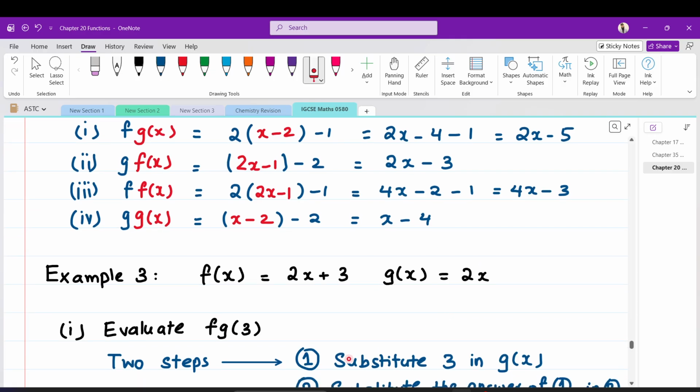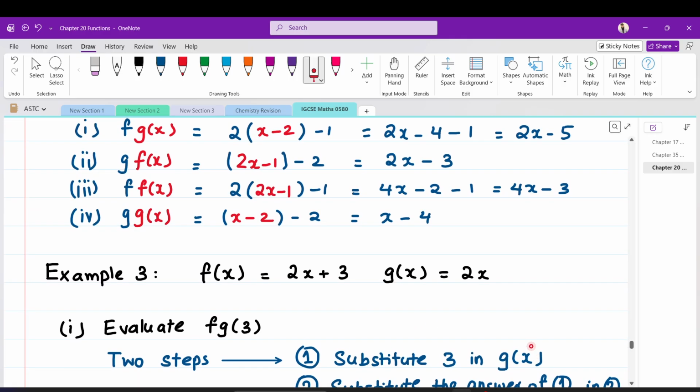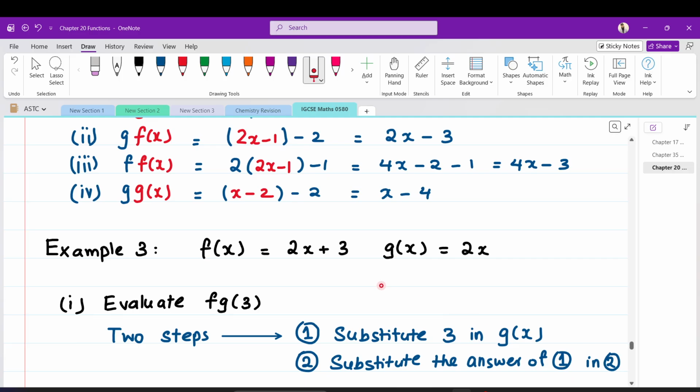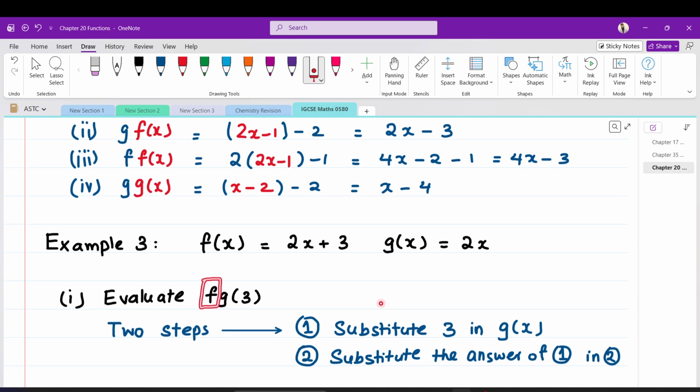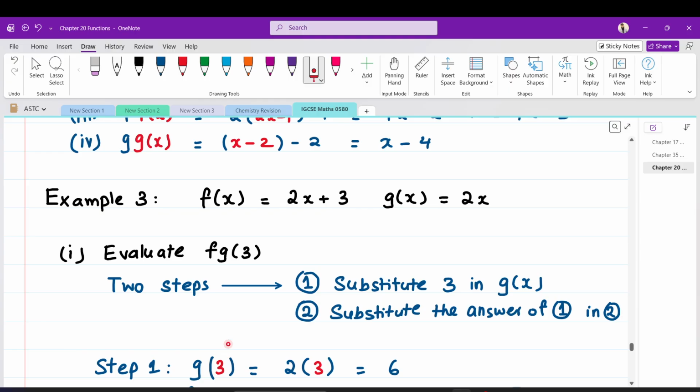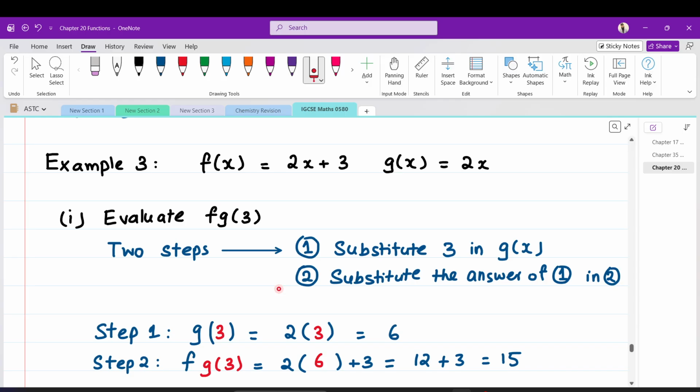So here we have two steps, right? Substitute 3 in g of x. Whatever answer I get, I'm going to substitute into the x of f of x, because the second function that I have to apply is f. So we will see that. Step 1 is you apply 3 into it, so you get 6. Now I'm going to take this value of 6 and plug it into my x of f of x. So f of g of 3 equals 2 times 6 plus 3. That would be 12 plus 3 equals 15.